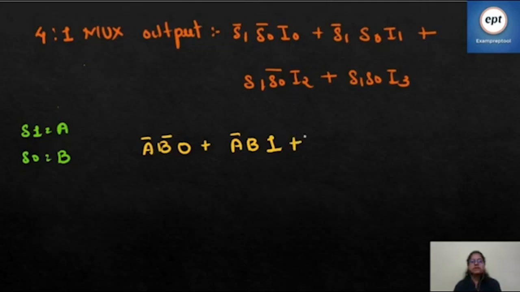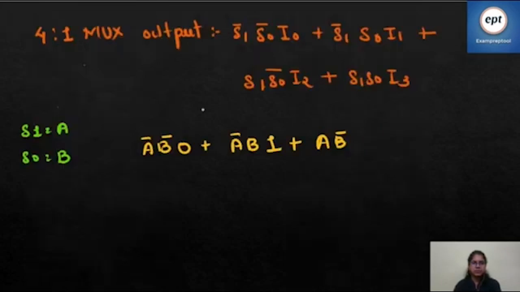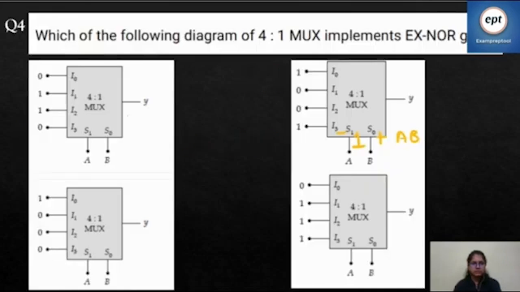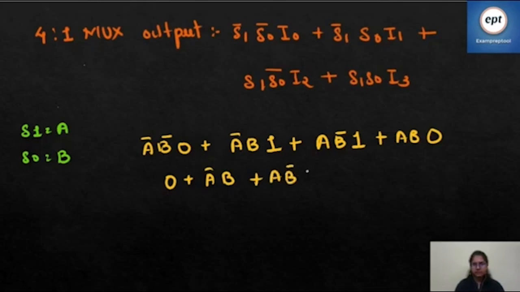This expression we were writing, so it will be A, B bar, and in the I2 it is 1. So plus AB, and what is the I3 value? It is 0. So 0 multiplied by 0, it will be 0. This will be A bar B, plus this will be A B bar, and this term will be 0.